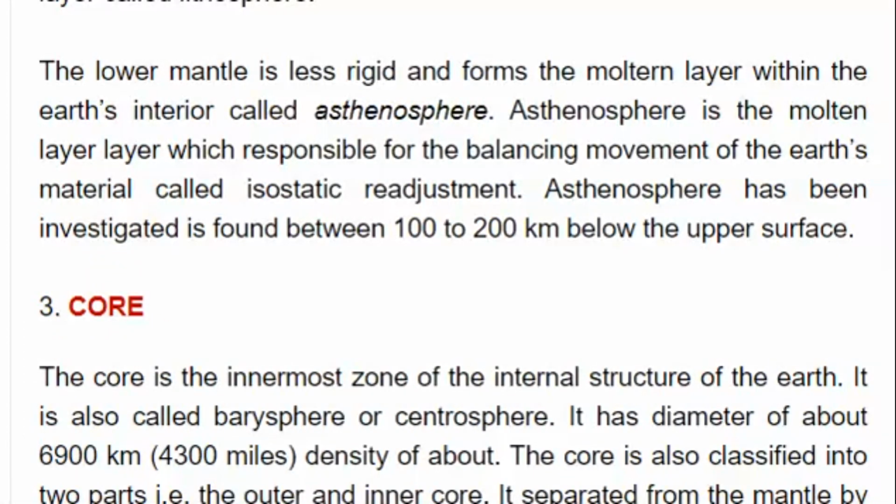Now when we are saying molten, something becomes like thick porridge. That's what you can call molten. The asthenosphere has been investigated and is found to be 100 to 200 kilometers below the upper surface. So that's the discussion about the asthenosphere. And as you can see, the temperature in the mantle is very high. So normally, no living organisms live in this part of the earth, because the high temperature does not support living cells to survive.